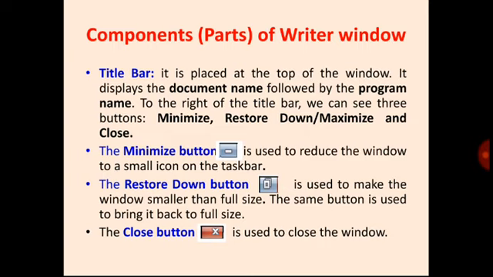The minimize button is used to reduce the window to a small icon on the taskbar, whereas the restore button is used to make the window smaller than the full size. And this is a toggle button, so the same button is also used to bring it back to the full size. And the close button is used to close the window.